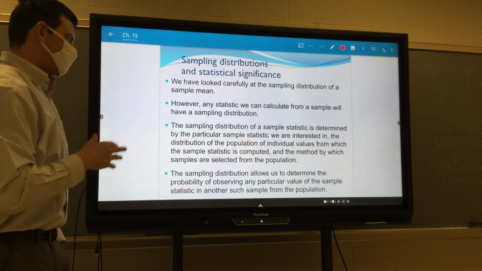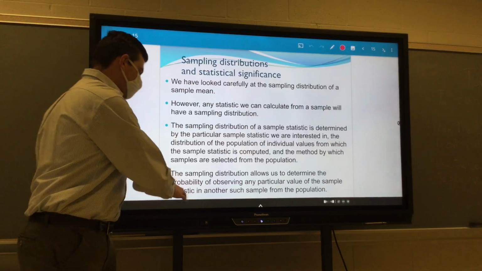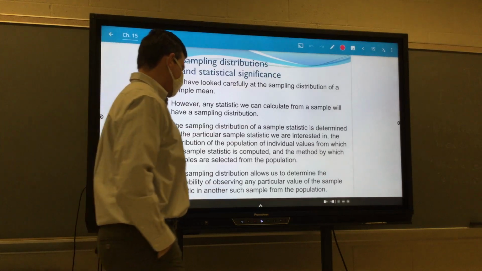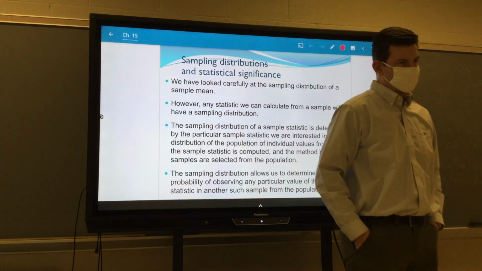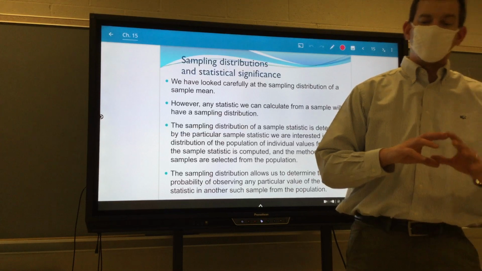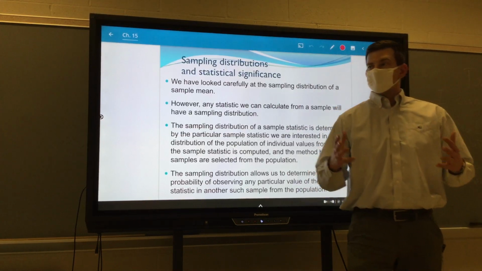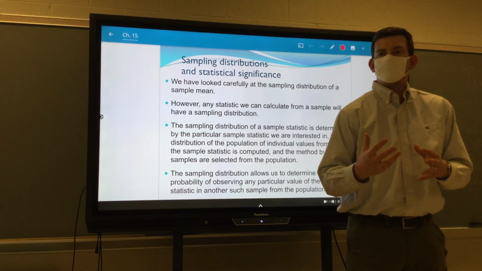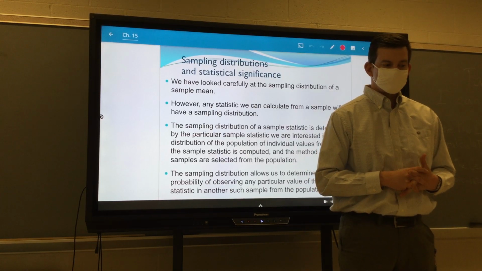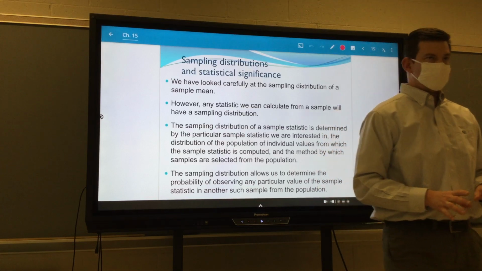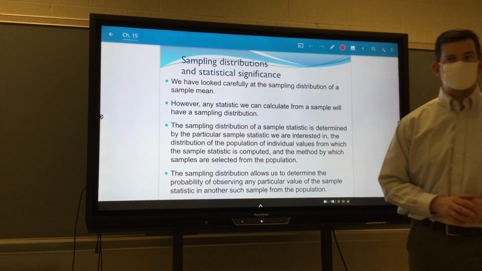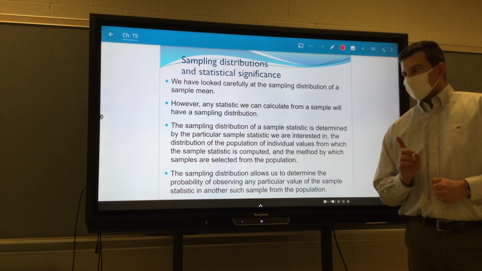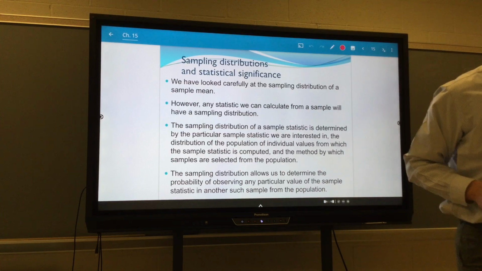The sampling distribution allows us to determine the probability of observing any particular value of the sample statistic in another such sample from the population. Again, it ties back to why we looked at probability, allowing us to quantify the chances of events like this happening. Anybody have any questions right now? Let me cut this off here.